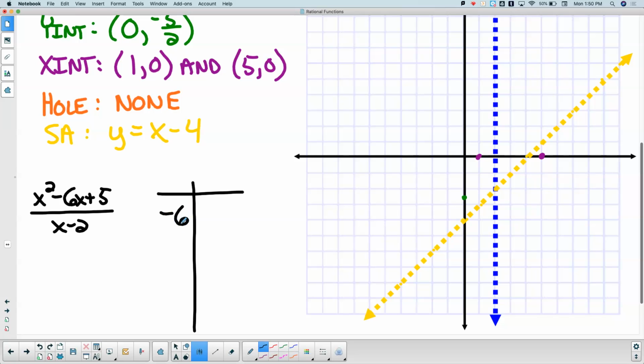Okay. Negative 6 squared is 36. Minus negative 36 is 72. Plus 5 is 77. Over negative 8. So that's almost negative 10. Right?